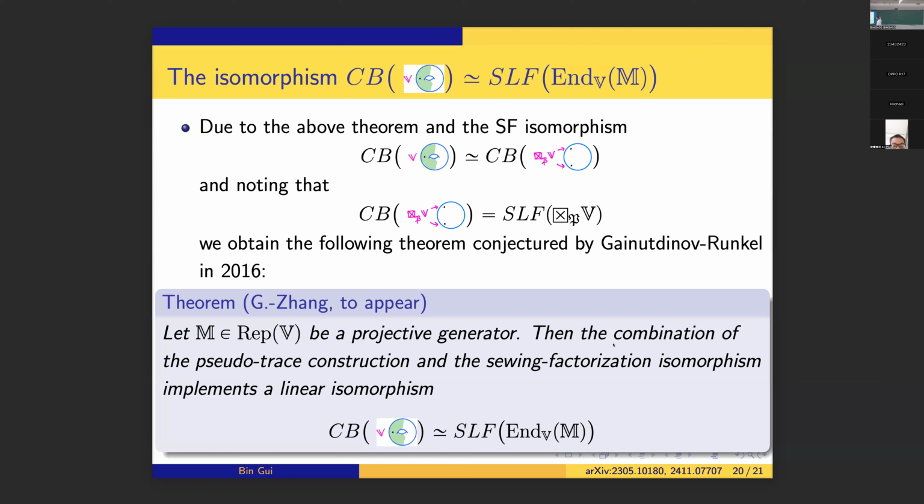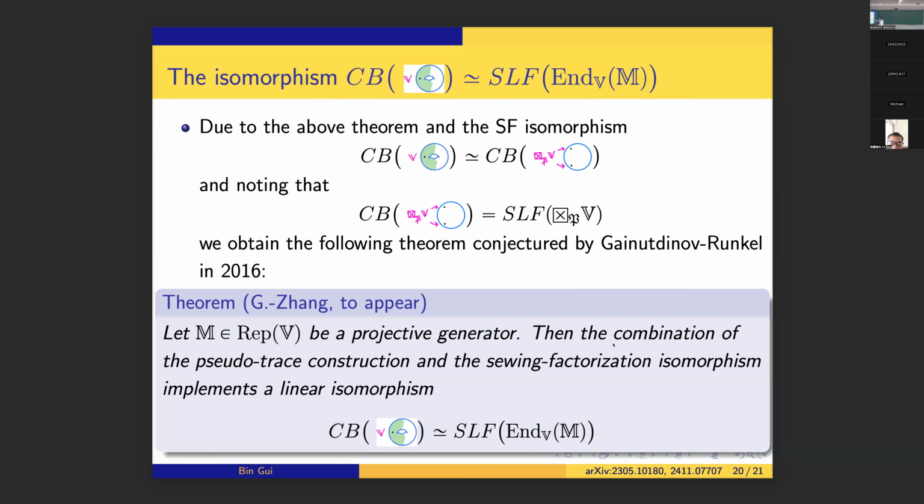And it turns out that the linear functional is precisely a symmetric linear functional. The second equality is easy to see. So it tells us that the torus conformal block space is the same as the space of symmetric linear functionals on the box tensor V, and the previous theorem tells us that the space of SLFs on the box tensor V is isomorphic to the SLFs of the endomorphism algebra of N with respect to V. So we combine all of them together, and we obtain this isomorphism.